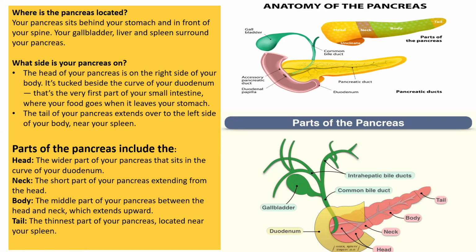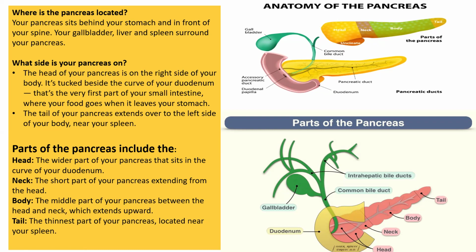Then the neck. The neck is a small part of the pancreas which extends from the head. The body is the middle part of your pancreas, between the neck and the tail, which extends upward. The tail is the thinnest part of your pancreas, and it is located near your spleen.